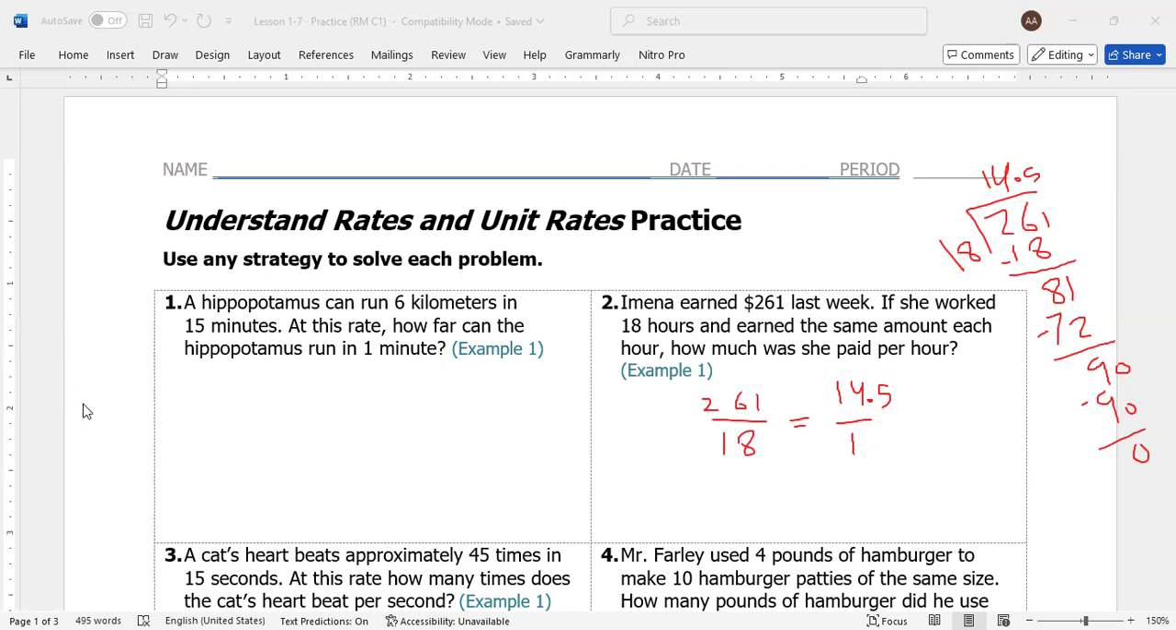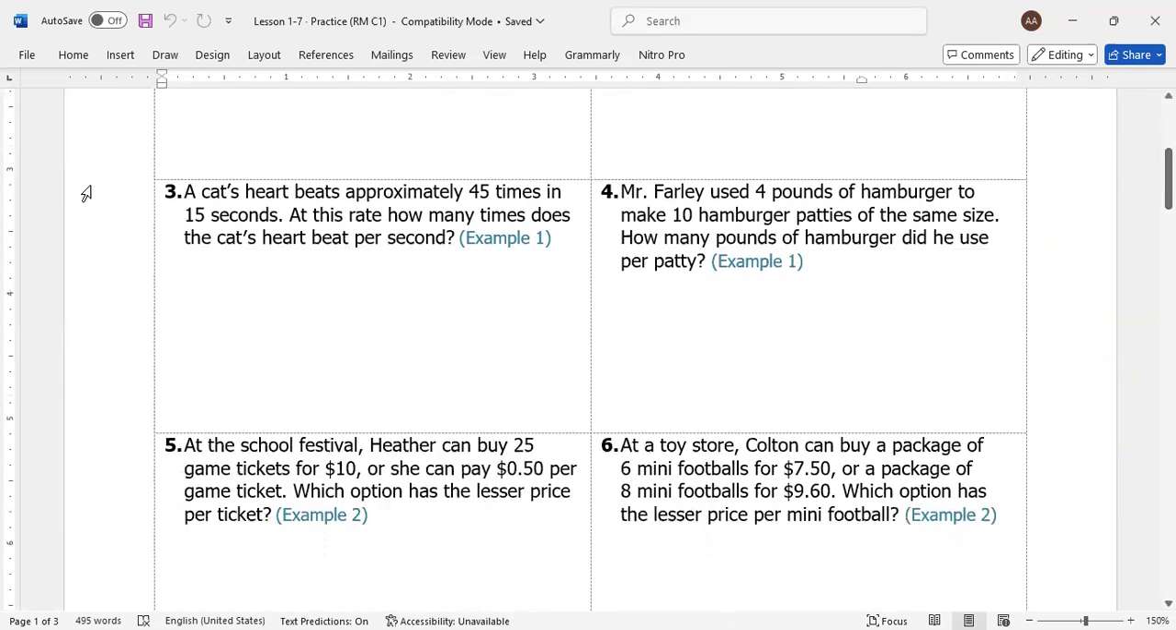Okay. Same is question number 3, and every question is the same as this one. Question number 3: a cat's heart beats approximately 45 times in 15 seconds. So at this rate, how many times does the cat's heart beat per second? Calculate for 1 second. So we will write seconds in the denominator, 45 over 15. If we divide 45 by 15, it will give us 3. So in 1 second, how many times the heartbeat? 3 times.